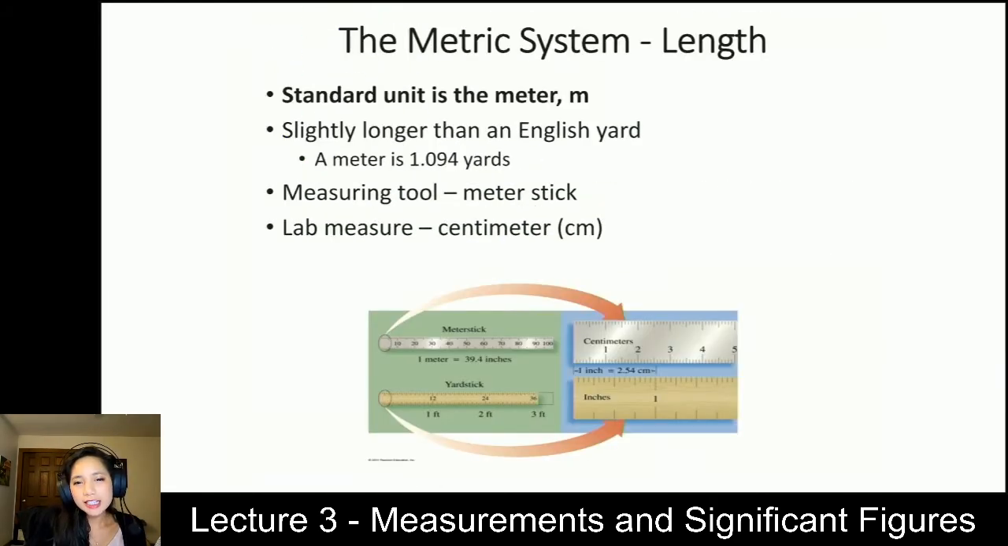So one of the easiest things to measure in lab is probably length. The standard unit that we use in lab is the meter. A meter is slightly longer than the English yard you and I know of. A meter is about 10% larger than a yard. As stated there, you would use a meter stick to measure things in yards, or in lab where we're usually working with smaller objects, we could use a ruler and measure things in centimeters, which is just a smaller unit of a meter. A centimeter is still related to the standard unit meter, and we'll talk about that relationship later.